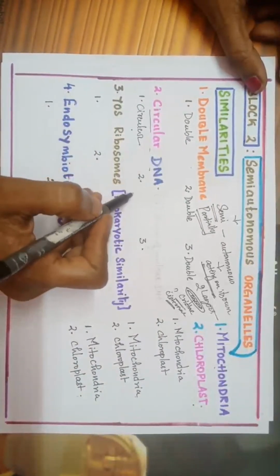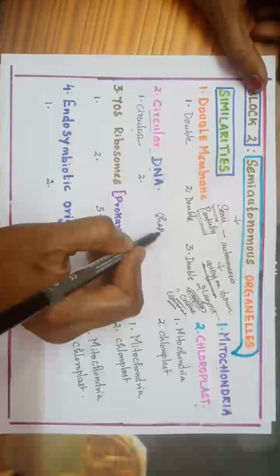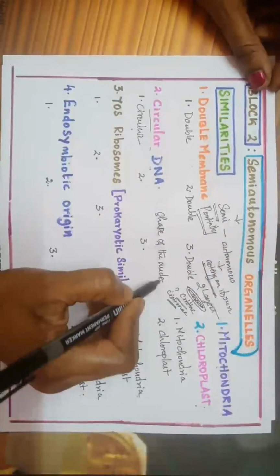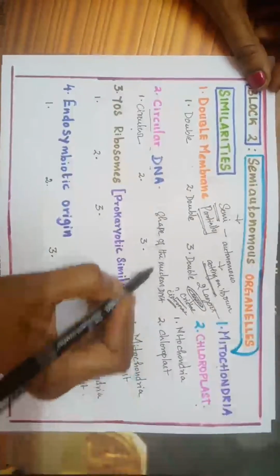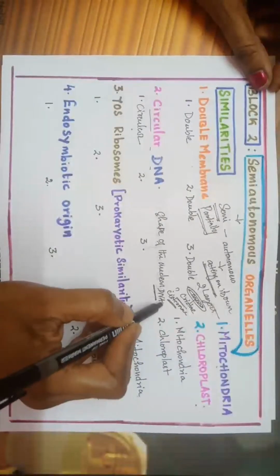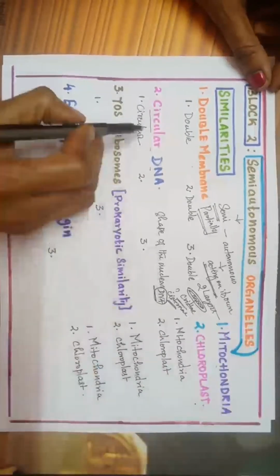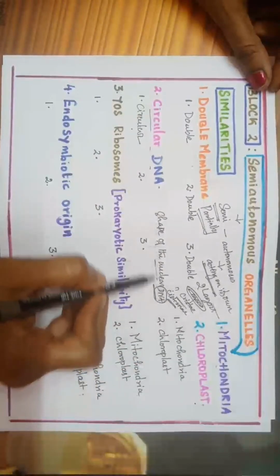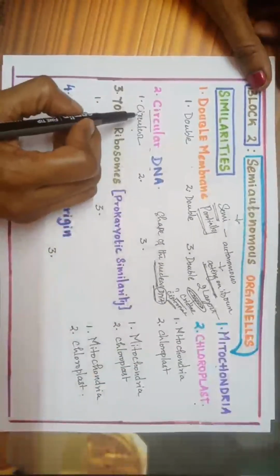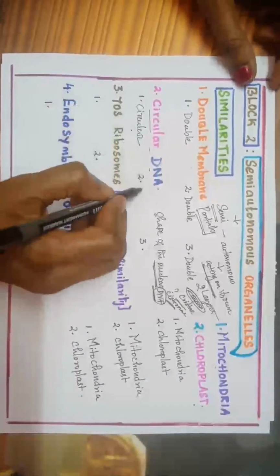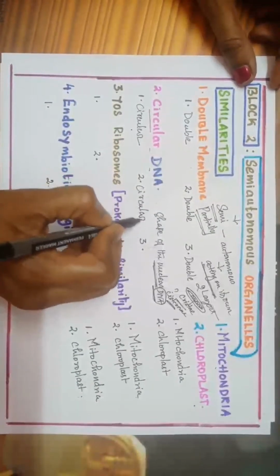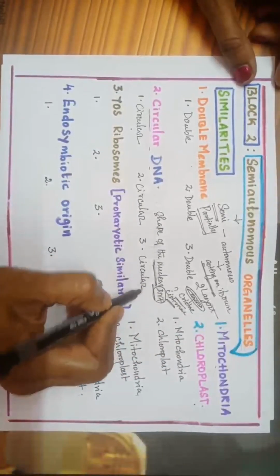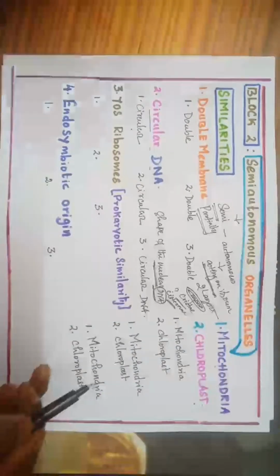Now the question is, what is the shape of nuclear DNA? Quickly type the answer. The nucleus has DNA. What is the shape of nuclear DNA? Circular DNA is seen in mitochondria and chloroplast. Both organelles have circular DNA.